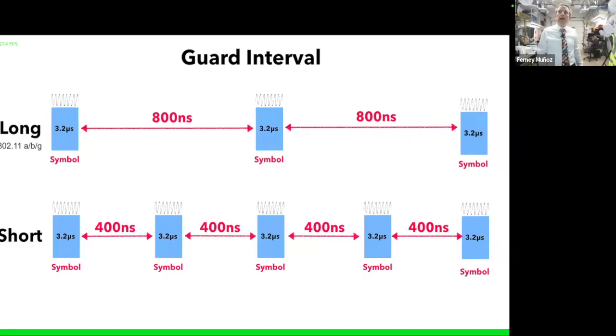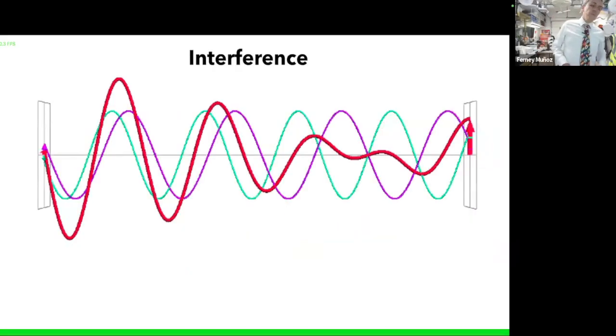Does this make sense? Now, this is one of the things we do not control. Why are we even talking about it? You're wasting my time. No worries. Once we start talking about MCS indexes and we start learning about those tables, short guard interval, long guard interval, it starts making sense.